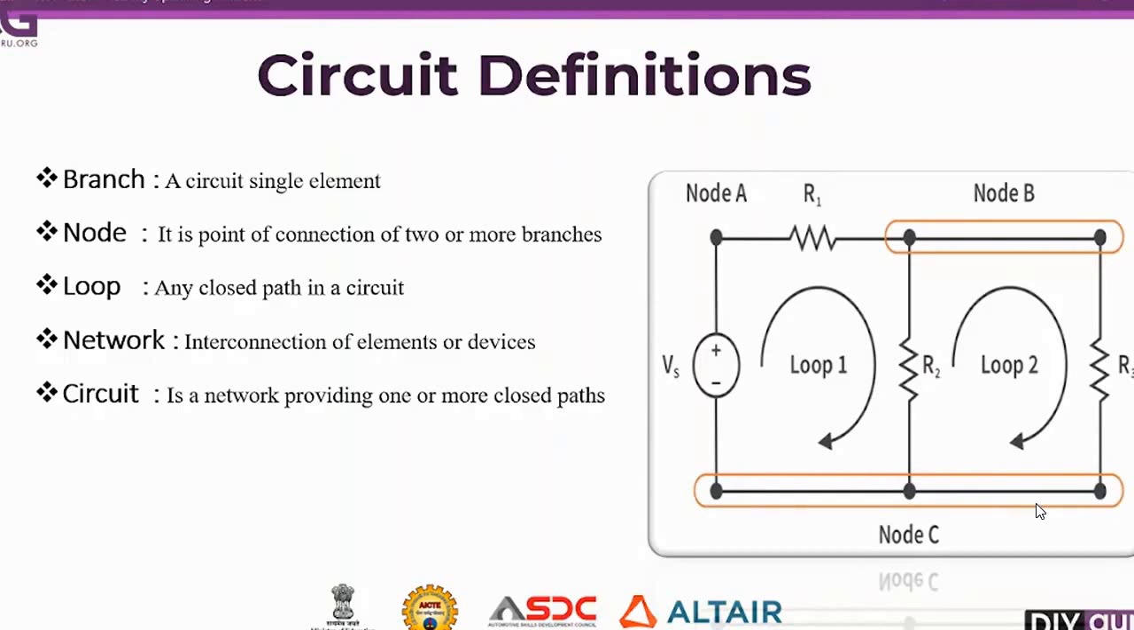A network is also an interconnection of the elements, but it can be open circuited or closed circuited. We call it a network, whereas a circuit is also an interconnection of the elements which forms a closed path. There should be a closed path, then only we call it a circuit. Now I think you are clear about the circuit, network, branch, node and loop. So now we'll go for the KVL and KCL.